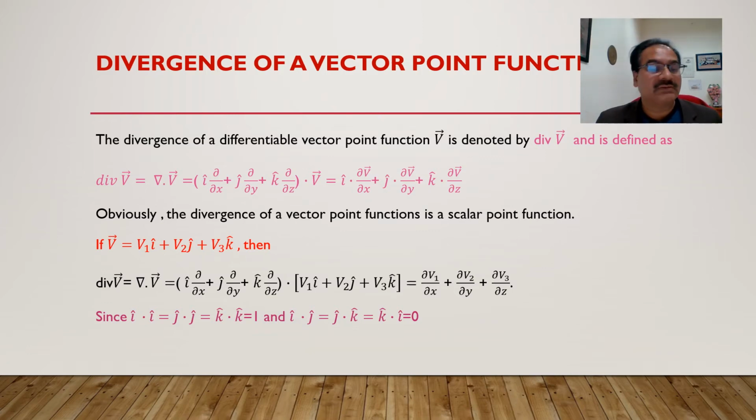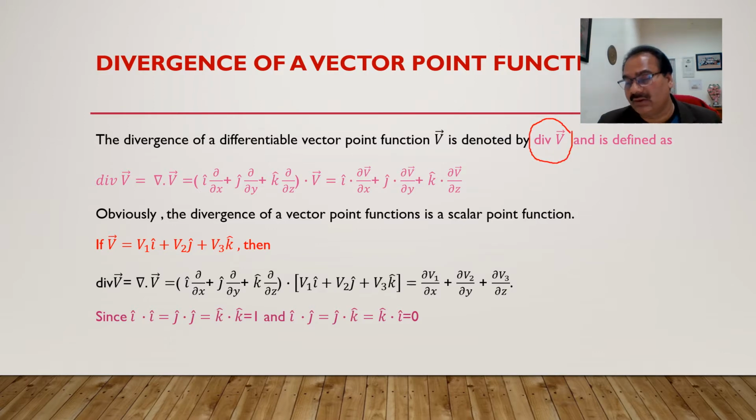Good evening, students. Now we are going to discuss the next part of vector calculus, that is divergence of a vector point function. So let us look at what the divergence of a vector point function is. The divergence of a differentiable vector point function v is denoted by divergence of v.